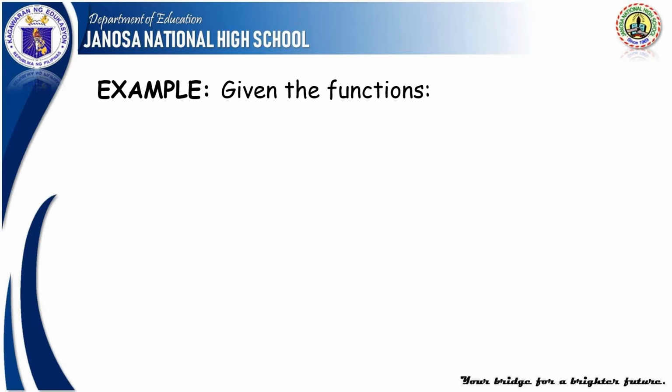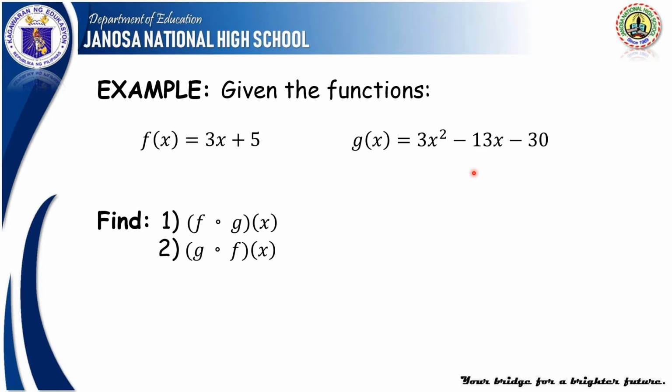Let's have an example. Given the functions f of x is equal to 3x plus 5 and g of x is equal to 3x squared minus 13x minus 30, find number 1, f of g of x, and number 2, g of f of x.